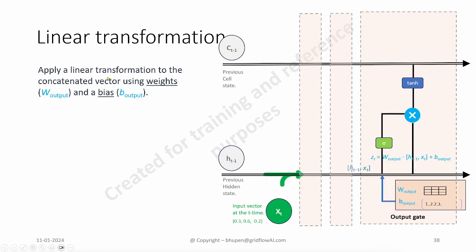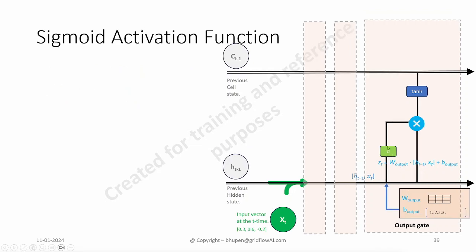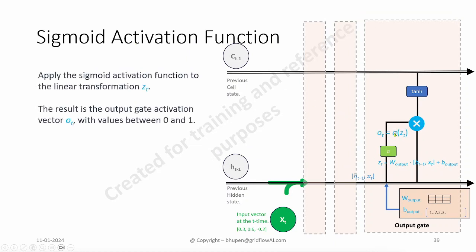And now we apply the linear transformation to the concatenated vector using the weights. So this is the fourth set of weights matrix that we have seen. First was the forget gate, and in the input gate we also had two sets of weights matrix, and now this is the fourth one being used here in the output. Exactly the same process: the linear transformation, and then after that the sigmoid activation. So that's your sigmoid activation here.